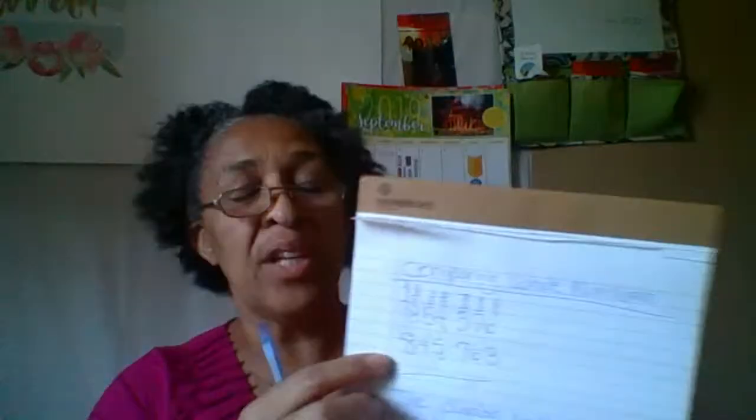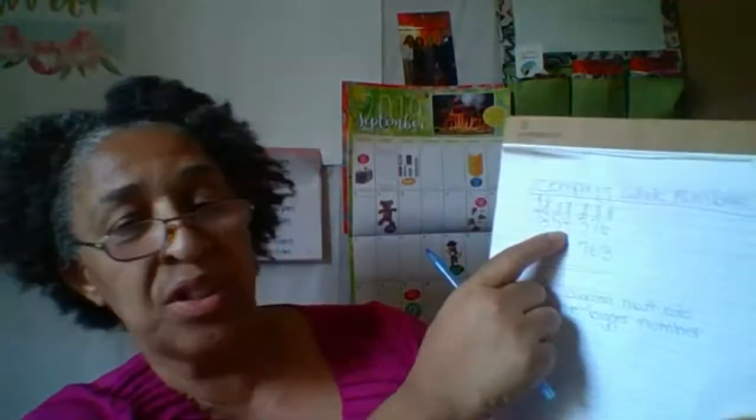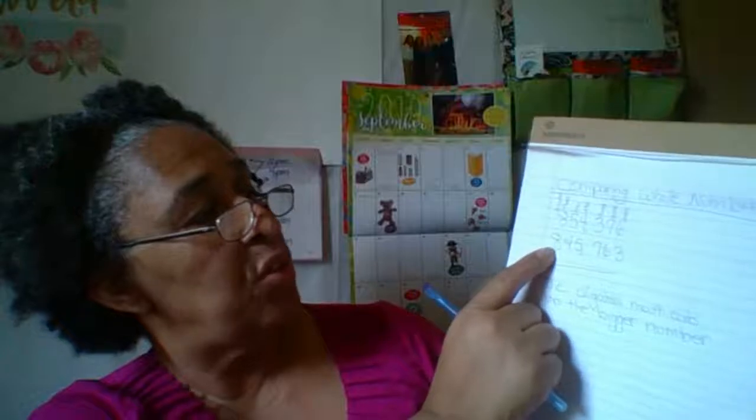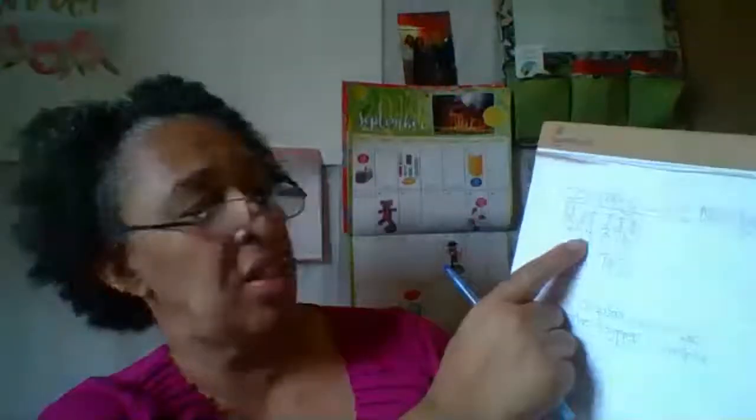So as you can see, it's 854,376 and 850,376. Which symbol are we going to use? The greater than, less than, or equal sign? Because that's what we're going to start using. What eats up the bigger number? The alligator. The alligator eats up the bigger number.